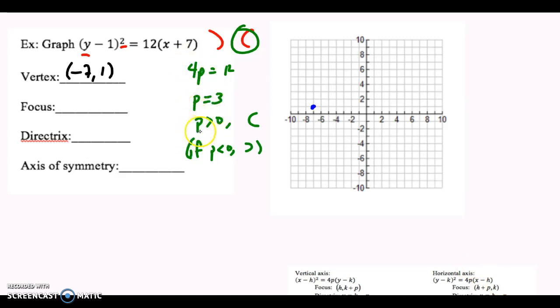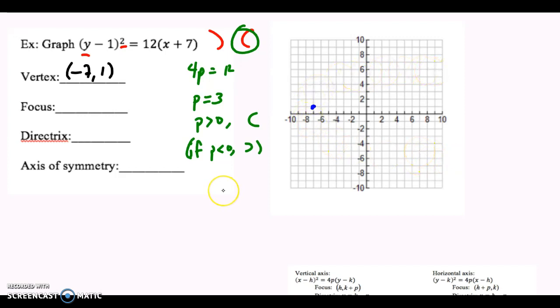And I noted that p is positive. If p is positive, that means that the parabola is going to be opening up in a positive direction, or in the positive x direction. If p is negative, that means the parabola is going to be opening up in the negative x direction, or to the left. So I can expect my parabola to be opening up this way, to the right.